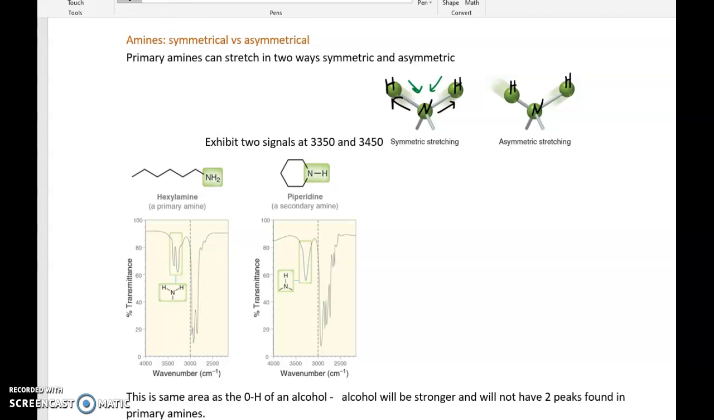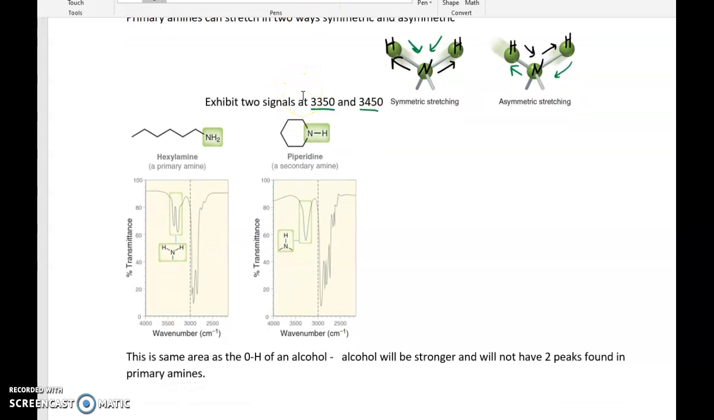Or we can have an asymmetrical stretch where both of them go to the right, and then both of them back to the left. So you can see them that way. And we're going to get two signals, one at 3350 and one at 3450. These are fairly noticeable. The only problem is that there's a lot going on in this area. If you'll recall, from here to here, we have all of our hydrogen bonding. If you have a hydrogen bond, then it's going to vibrate in this region. So we've got hydroxys, and we've got lots of other things going on in this region.